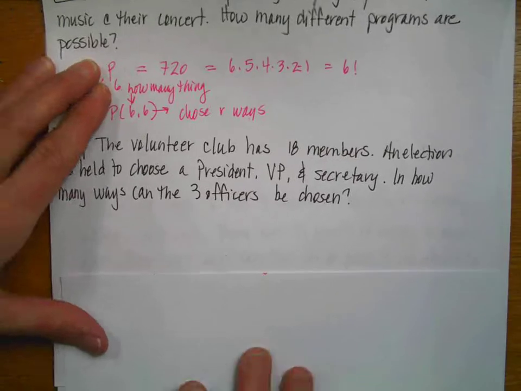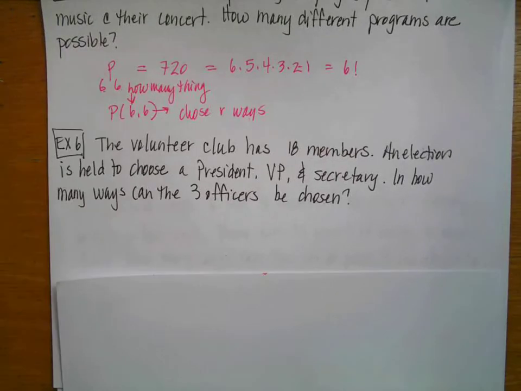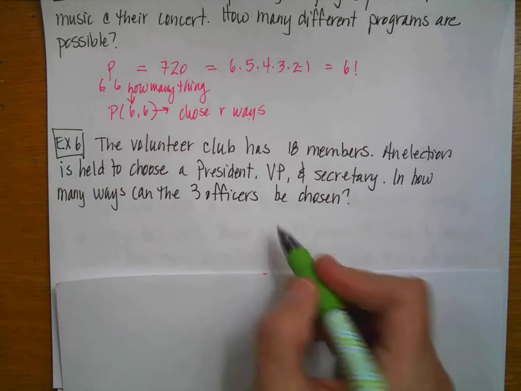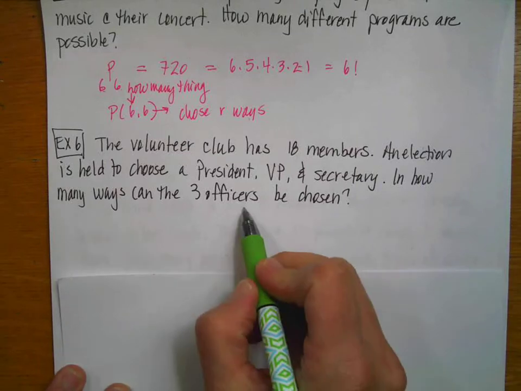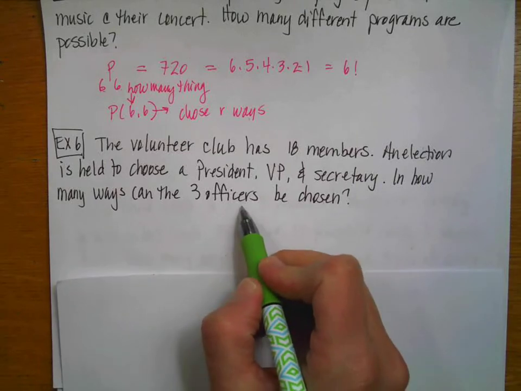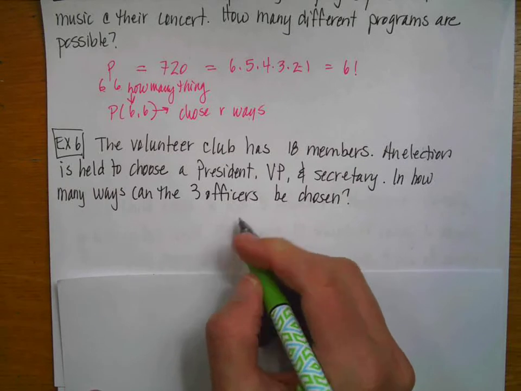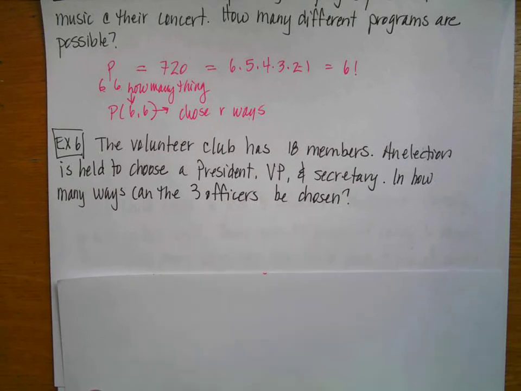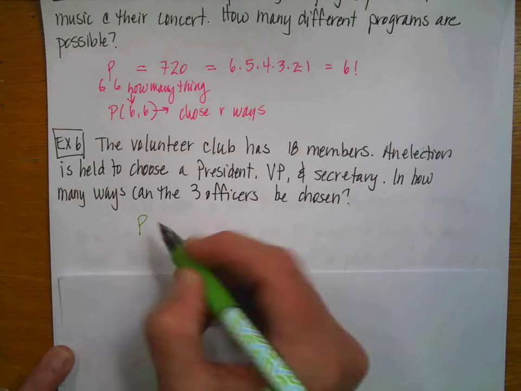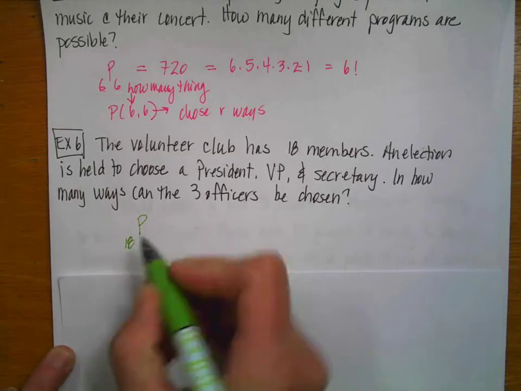All right, let's move on to example number 6 now. We have a volunteer club that has 18 members. An election is held to choose a president, a vice president, and a secretary. In how many ways can the officers be chosen? So this would be one of the situations where I think this is an award or a reward, is that you are getting to help lead an organization. So I would think of this as a permutation.